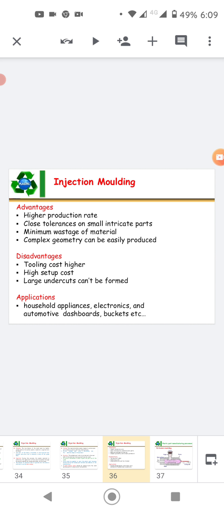And the rate of production is high. The process is particularly suitable for small parts such as knobs for electronic equipment, tool handles, pipe fittings. It is a high rate production process with good dimensional control.